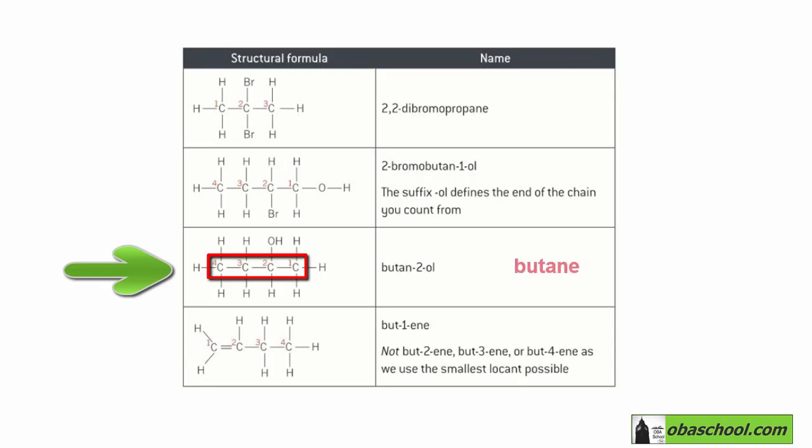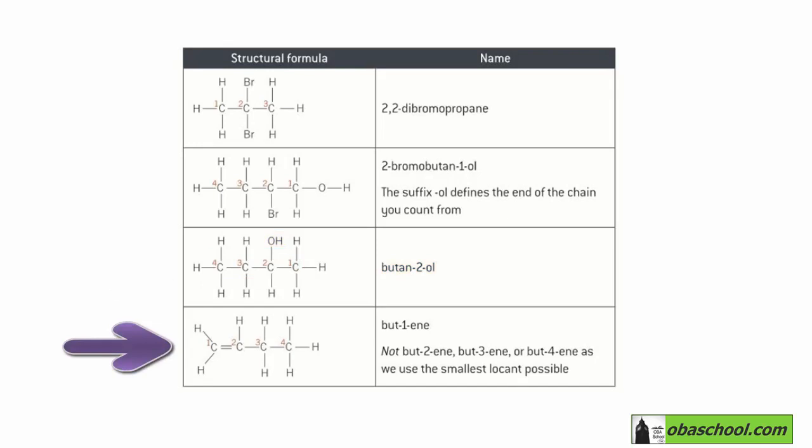In the third molecule, we have also a hydrocarbon chain of 4 carbon atoms with single bonds, so we will write butane. However, we have an OH group, which is an alcohol. So this molecule is an alcohol, so we will remove the E and we will add 2, which is the position of the functional group, OL. So this is butan-2-ol.